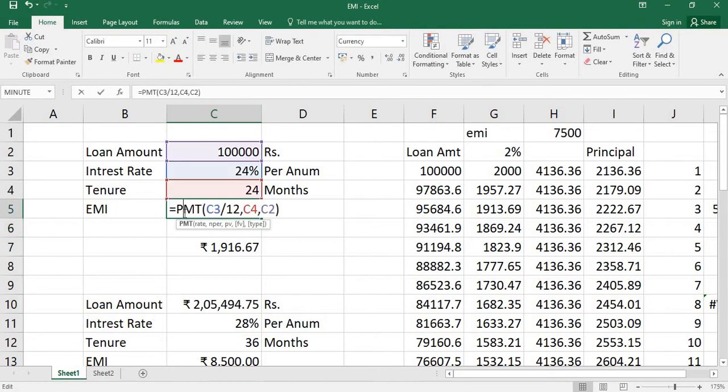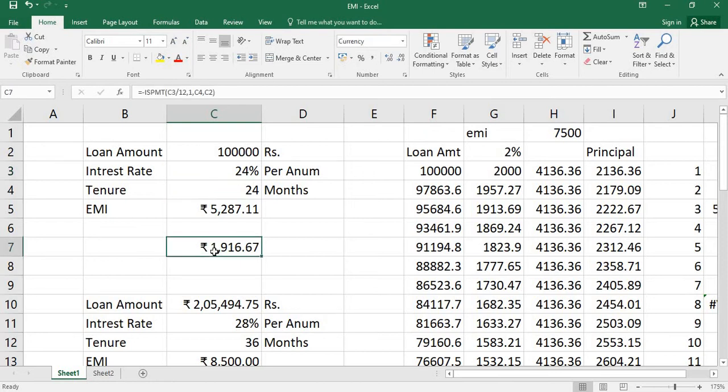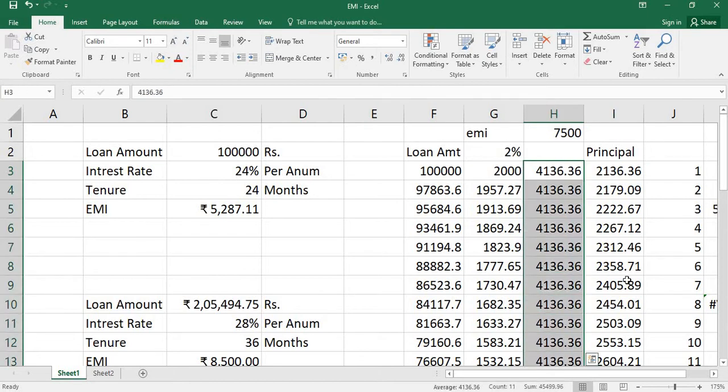Now the employee has to pay 5,287 rupees every month for a 1 lakh rupees loan for the tenure of 24 months at the rate of interest 24% per annum. But now I want to know how much interest he has to pay every month. In the first month, how much interest amount has been paid in this EMI? Suppose the loan amount is 1 lakh, the EMI is 4,136, then the interest in the first month will be 2,000 and the principal will be 2,136. The EMI remains the same every month.